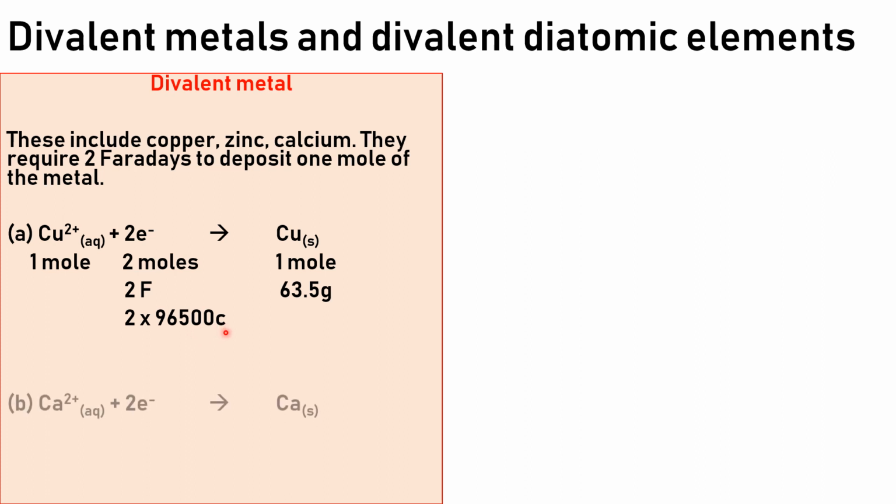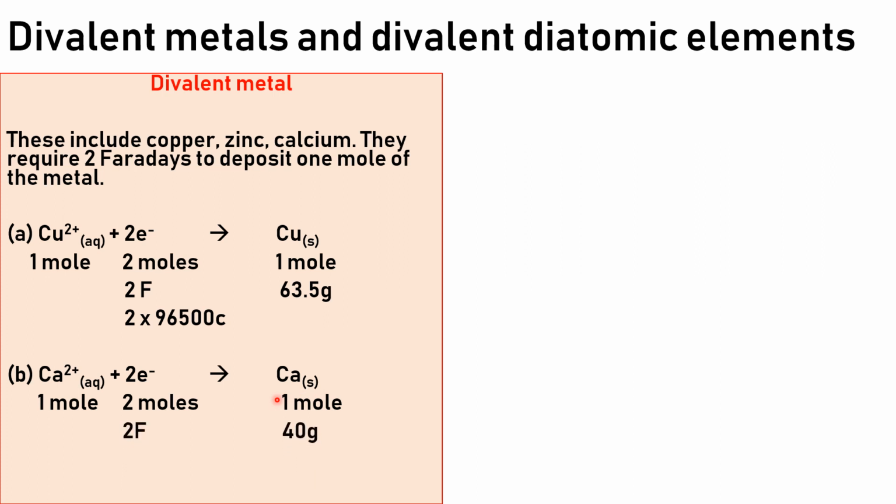193,000 coulombs. Another example is that of calcium ion. This is calcium ion, and by the way, you can see 2+, so it's a divalent metal. Calcium ion, we gain 2 electrons to form metallic calcium. So we have 1 mole of calcium ion gaining 2 moles of electron to form 1 mole of calcium. So 2 moles of electron is equal to 2 Faradays, and 1 mole of calcium is equal to 40 gram.